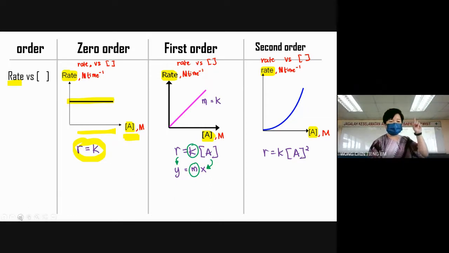Dia mesti kena lalu kosong. It's a straight graph yang lalu kosong dan positif. Nampak dia positif? Your K tak ada negatif, betul? So it's a positive straight line curve because it's from the rate law formula di mana M akan sama dengan K, Y adalah rate, X adalah concentration. Agree? Nampak?